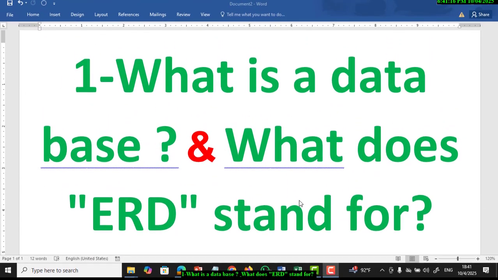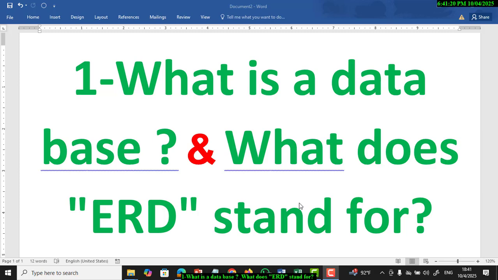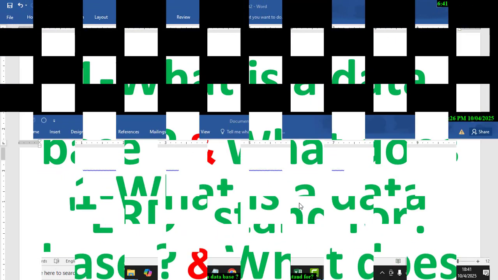Hello everyone. What is a database? And what does ERD stand for? ERD stands for Entity Relational Database. So what is a database?